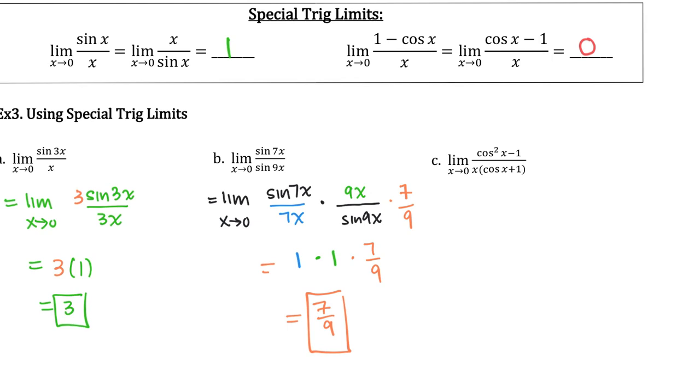Okay, let's look at the last one. Now for C, if I were to plug in 0, the cosine of 0 is 1. 1 squared is 1. 1 minus 1 is 0. In the denominator, I'm going to get a 0 when I plug in 0. So this is a problem.